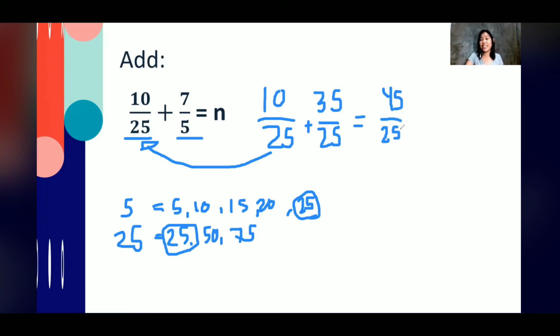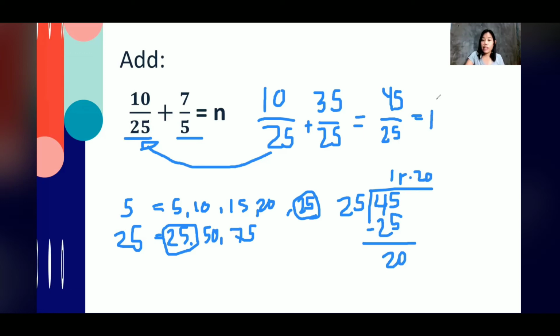Not yet, because it is an improper fraction, meaning we can still simplify it by transforming it to its mixed number form. So how are we going to transform it? Correct, by dividing it. The numerator is the one inside. So 45 divided by 25. How many 25s do we have in 45? Only 1. 1 times 25 is 25, and 45 minus 25 is 20. Remainder 20. Meaning we have 1 whole, with 20 as our remainder or the number left, and then we will just copy the denominator, which is 25.